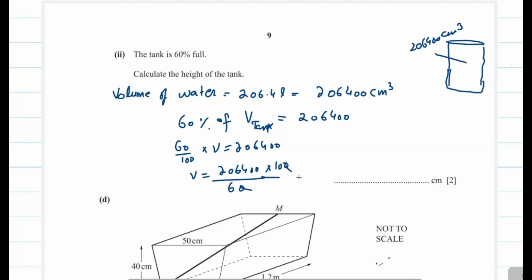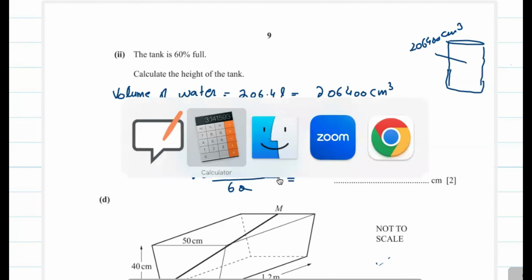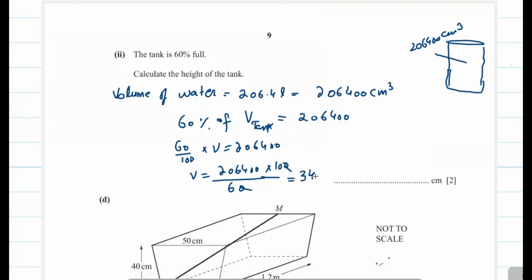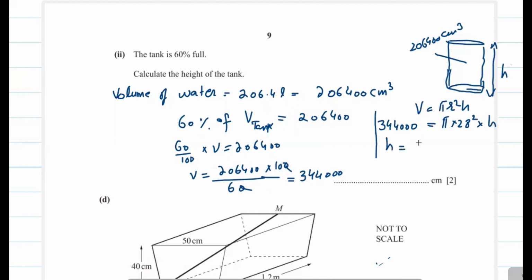We see that the answer is 344,000, and the volume is equal to pi r square h, where h is the total length of the tank. Now the volume of the tank: 344,000 is equal to pi multiplied by the radius, 28 centimeters, we already found, 28 square, into height. The height will be equal to 344,000 divided by 3.142 divided by 28 divided by 28, and now we see the answer.